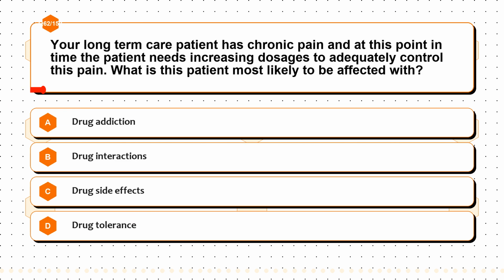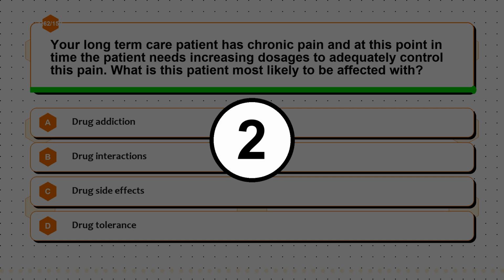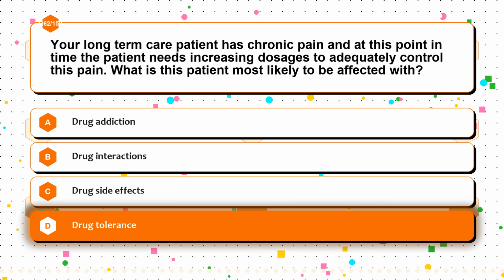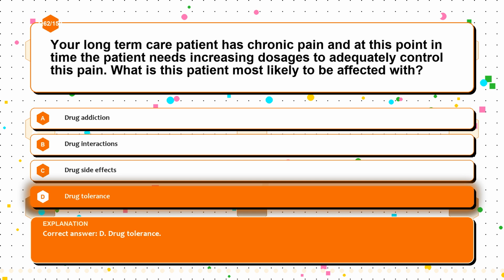Question 62. Your long-term care patient has chronic pain, and at this point in time the patient needs increasing dosages to adequately control this pain. What is this patient most likely to be affected with? Here are the options. Option A. Drug addiction. Option B. Drug interactions. Option C. Drug side effects. Option D. Drug tolerance. The correct answer is option D. Drug tolerance. Correct answer D. Drug tolerance.